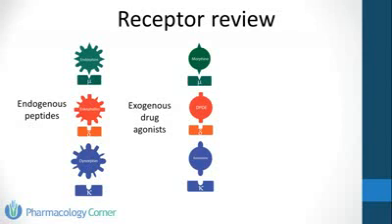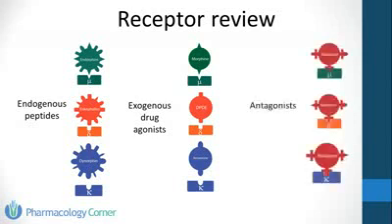DPDPE, and ketocyclazocine. And the point of showing the icon of naloxone 3 times is to show that the antagonist binds to the 3 receptors, but with higher affinity to mu receptors.